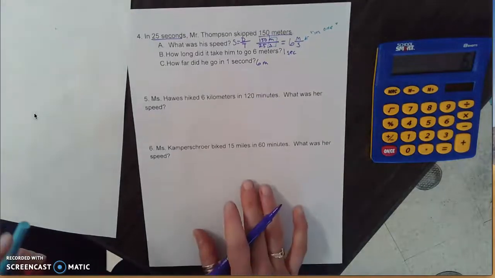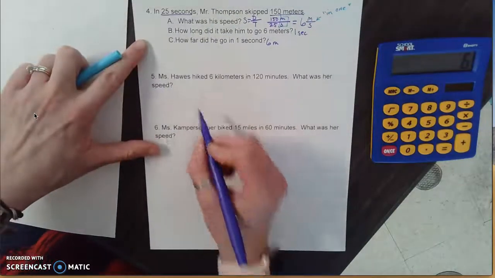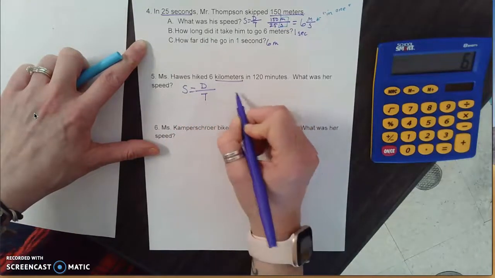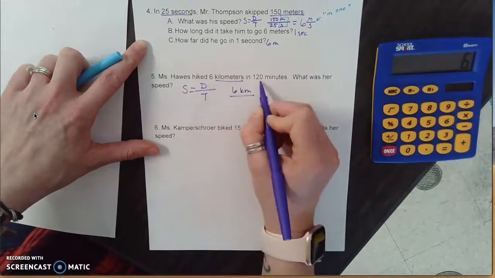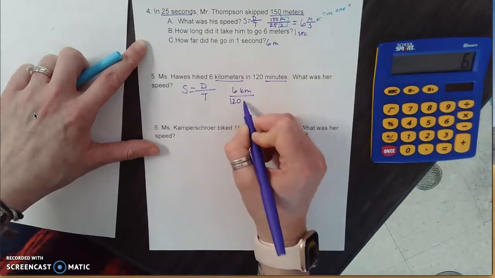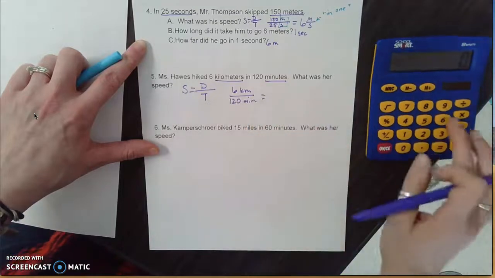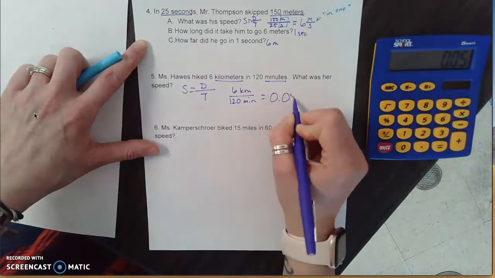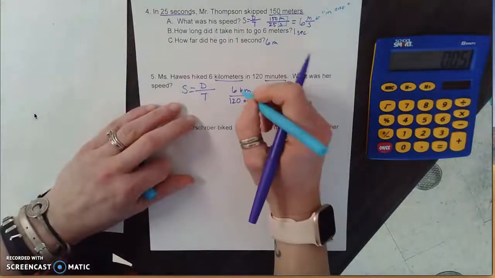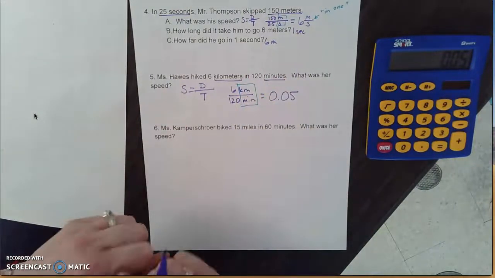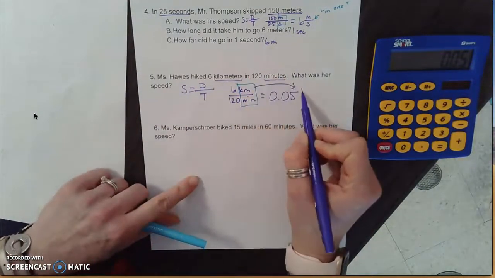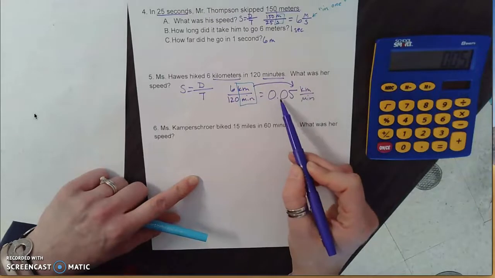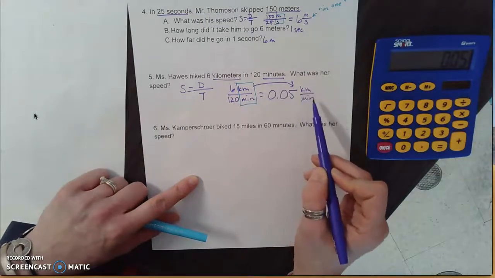Miss Haas is going for a hike, 6 kilometers in 120 minutes. Speed equals distance divided by time. I know that kilometers is a distance, so 6 kilometers, divided by minutes, which is a time, so 120 minutes. I take 6 divided by 120 for a total, again, of 0.05. Wonder if that threw any of you off because it's a weird number and it happened twice. My unit is kilometers per minute, which, as we learned, is 0.05 kilometers in 1 minute.